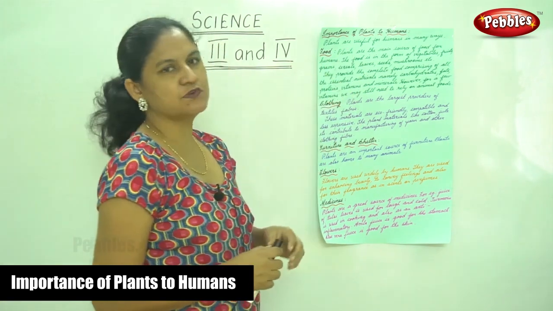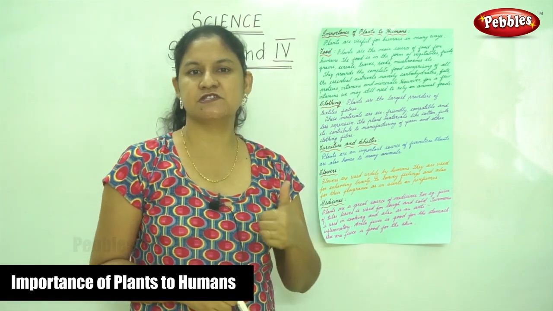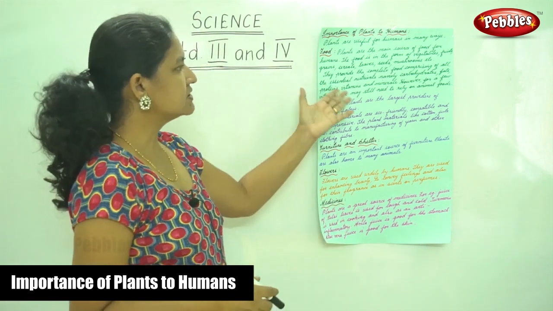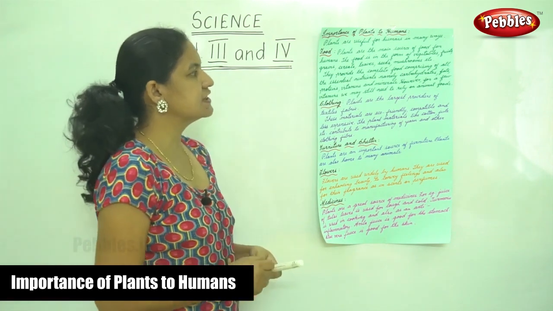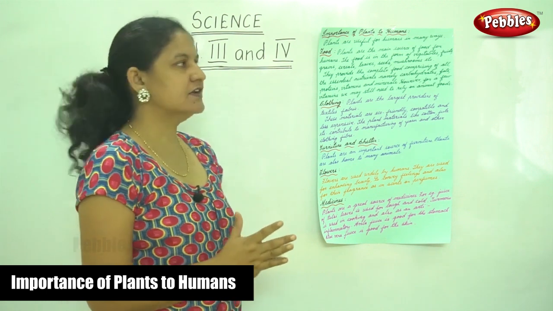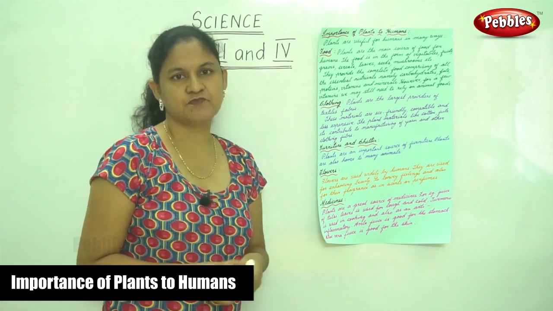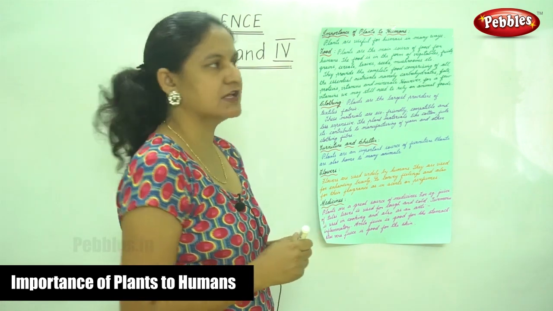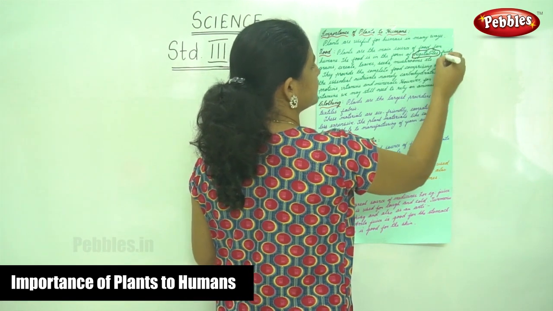Plants are useful for humans in many ways. First is your food. That is the most essential part. Plants are the main source of food for humans. The food is in the form of vegetables, fruits, grains, cereals, leaves, seeds, mushrooms, etc. These are the parts of the plant that we eat.